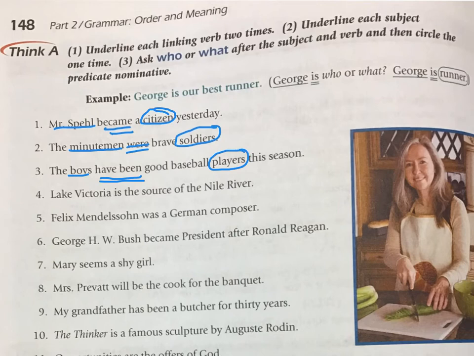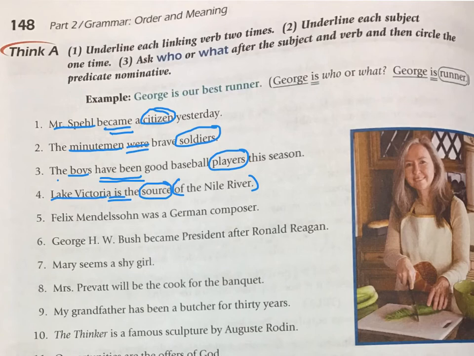Okay, Aaron, look at number 4. Lake Victoria is the source of the Nile River. So what's my verb here? Is. Very good. And who or what is? Lake. Okay, the whole name would be Lake Victoria, right? Now, I don't want you to get tripped up on this, because Lake Victoria is who or what. And remember, we can have a complement, like a predicate nominative, in a prepositional phrase. So of the Nile River is a prepositional phrase, so we know we cannot have a predicate nominative there. So therefore, Lake Victoria is what, Aaron? Source. Good. Yes, it is source. So we're going to circle source there as our predicate nominative.